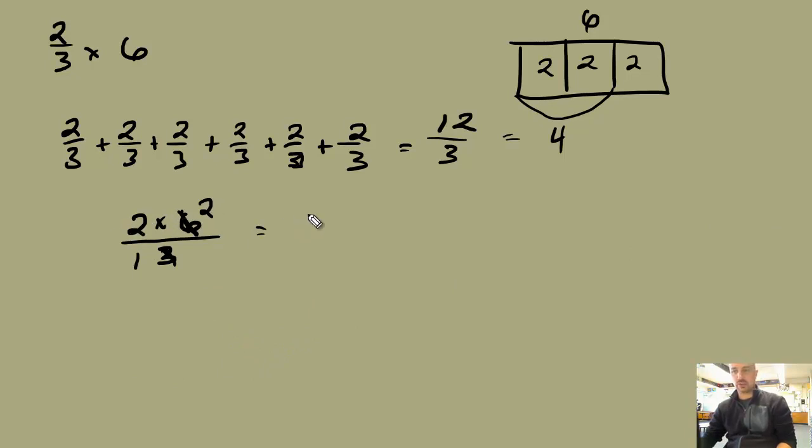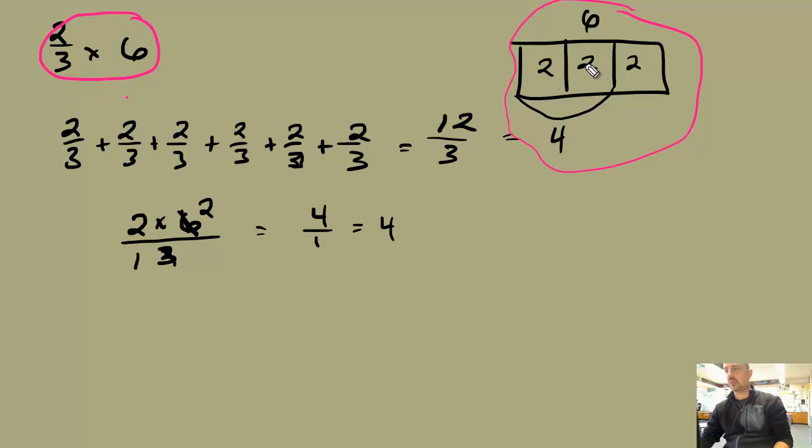2 times 2 is 4, and 4 over 1 is also equal to 4. So to recap, what I did here was I started off with 2/3 times 6, or 2/3 of 6. I drew it out in the traditional model with our tape diagram, something we've been accustomed to doing here. I got my 6, I split it up into thirds, and each one of those thirds was a 2, and two of those thirds was 4.